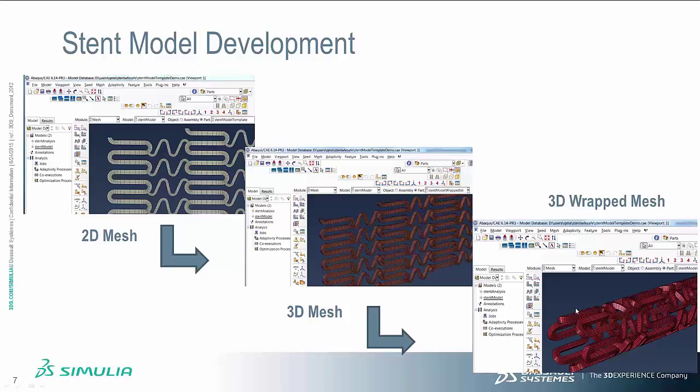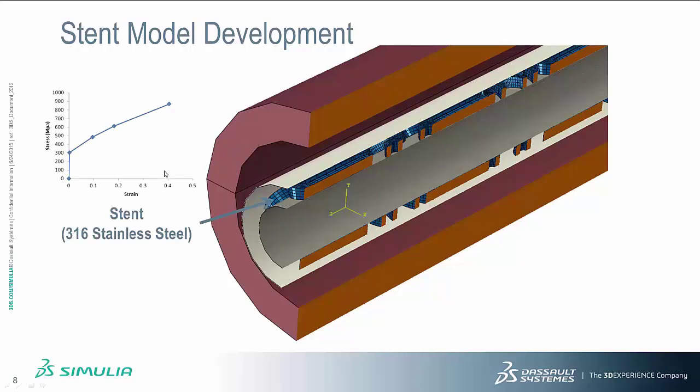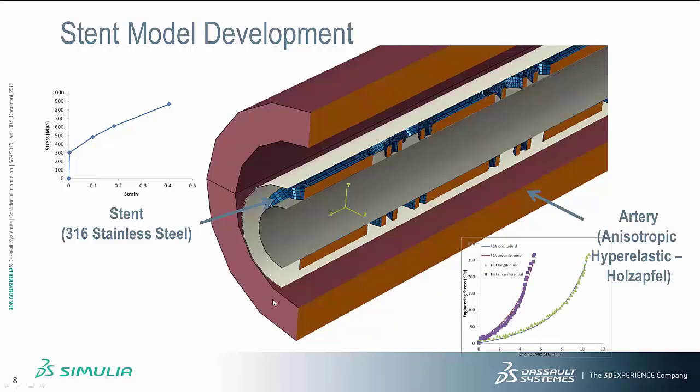Once we have the wrapped mesh for the 3D stent, we can proceed with setting up the model analysis. For the model analysis, there are multiple components. The stent itself was modeled using stainless steel. As you can see on the left hand side is the stress strain graph for the material properties. The artery is a solid cylinder which was modeled using an isotropic hyperelastic Holzapfel material. On the bottom graph you can see the stress strain curve, and also you can see that the material properties that we have used match well with the experimental test data that we had for the material properties of the arteries.